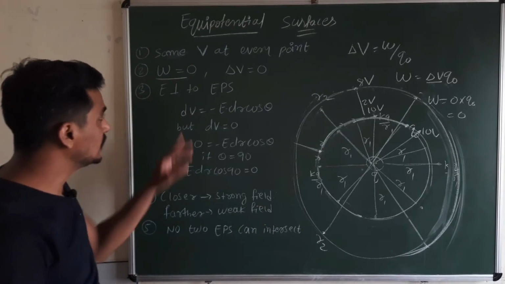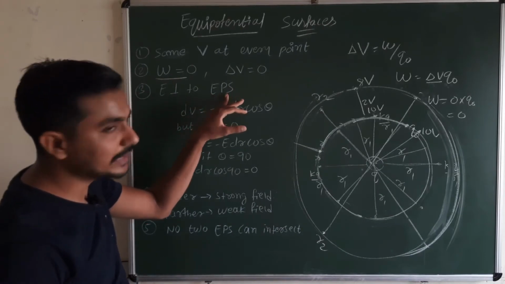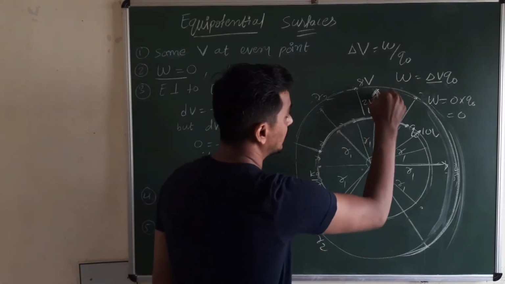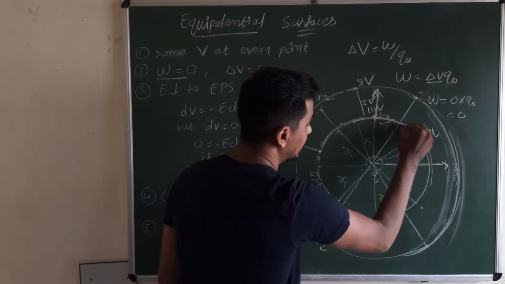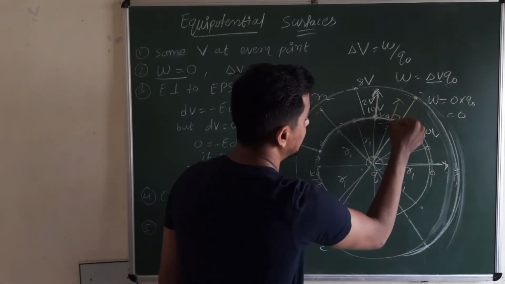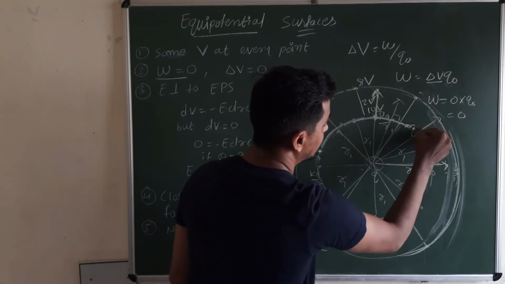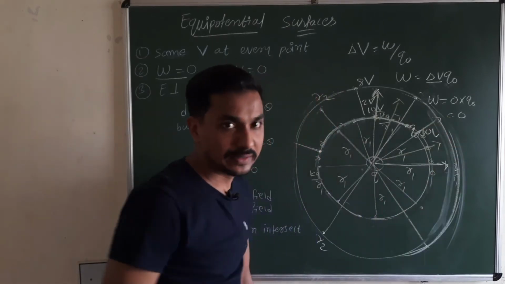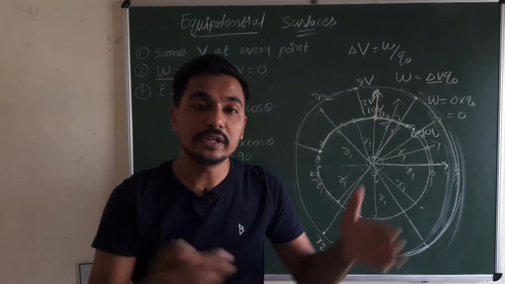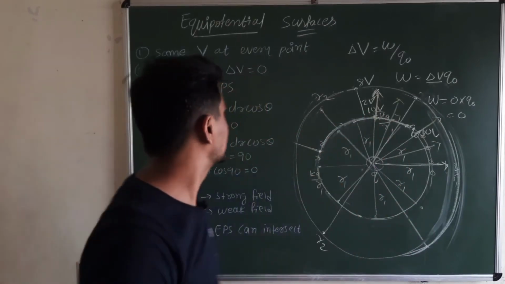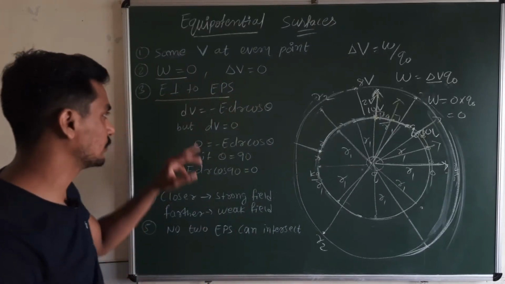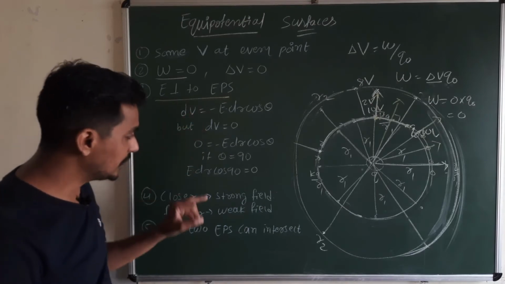Third, the electric field is perpendicular to the EPS, that is, the equipotential surface. That is, at each and every point on the equipotential surface, the electric field vector is normal, that is, perpendicular. If you have an equipotential surface, then the field lines will cross it perpendicularly. So we can say that the electric field is perpendicular to the equipotential surface. Why? We need to prove that.